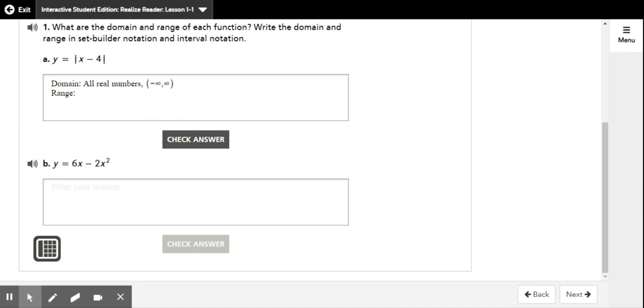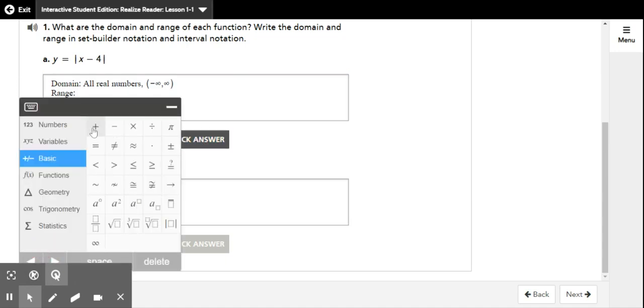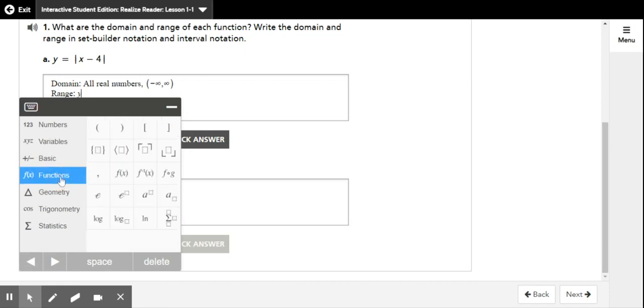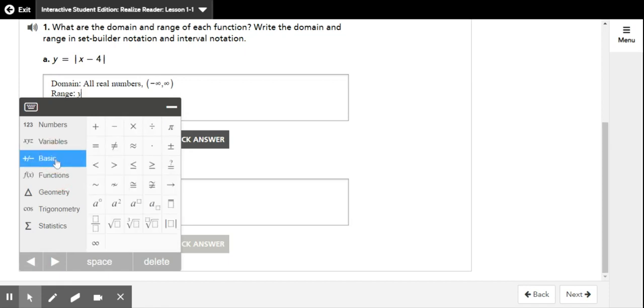It does include 0, right? So I'm going to say the range is, I'm going to use the variable button. So y, under basics is where I'm going to hit greater than or equal to. I can type in 0.